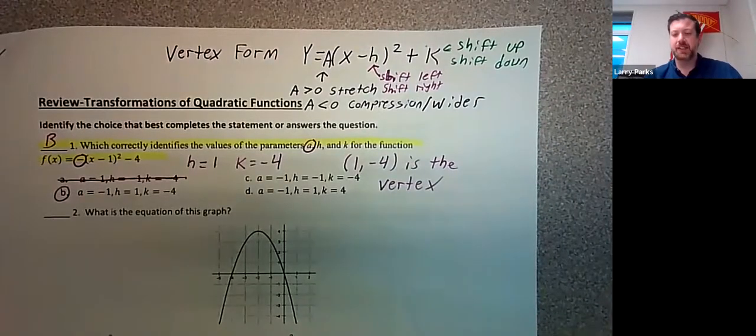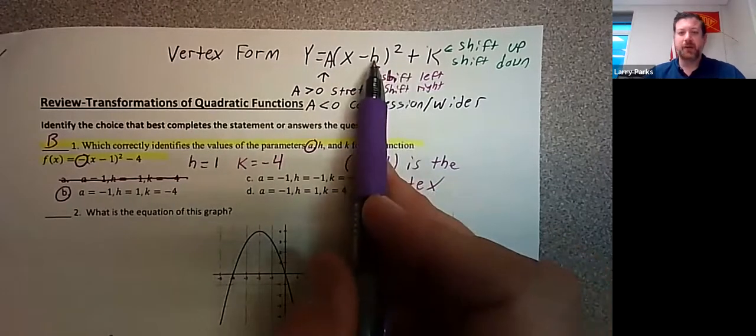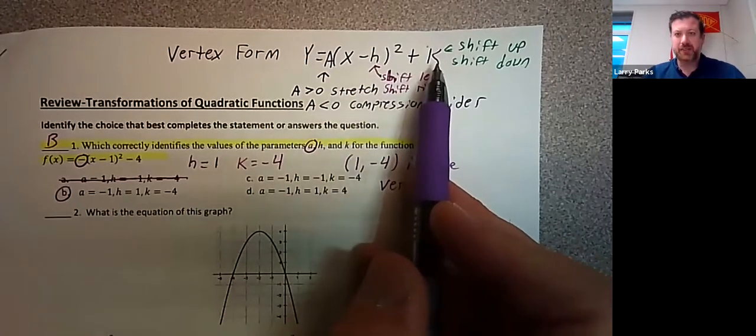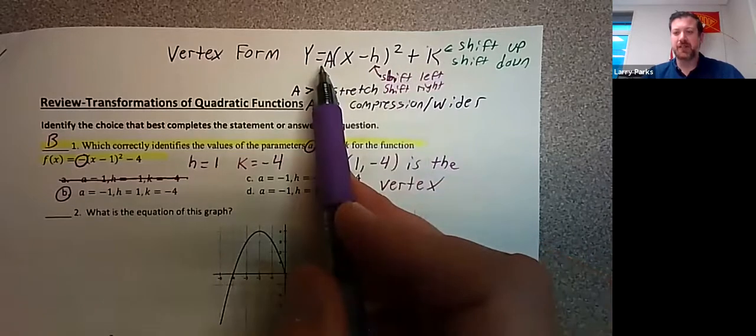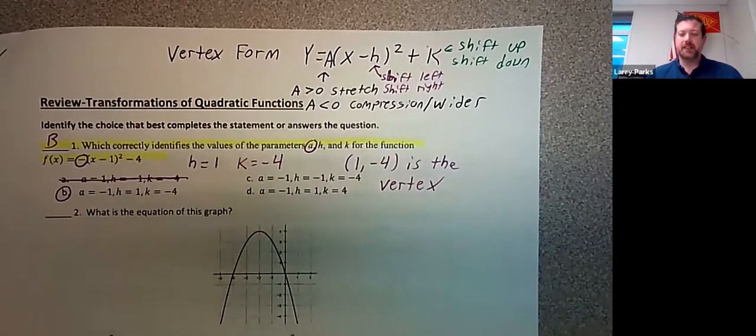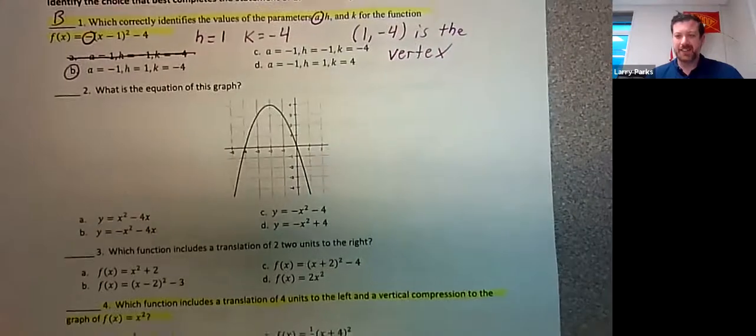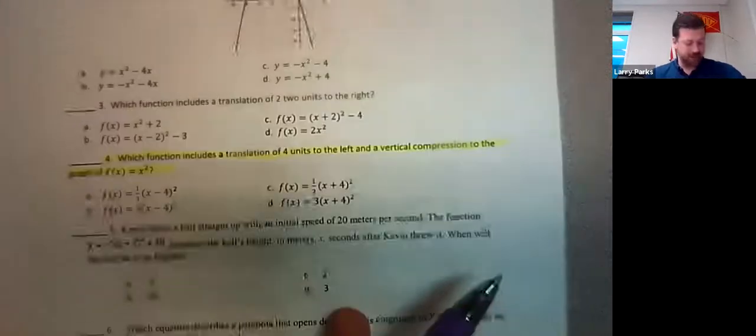Okay, so you should be able to look at vertex form and tell me what happens as I increase this value, as I change this value, as I change this value. Again, we're not going to do all of these practice problems. I have to save some for you so you can practice.